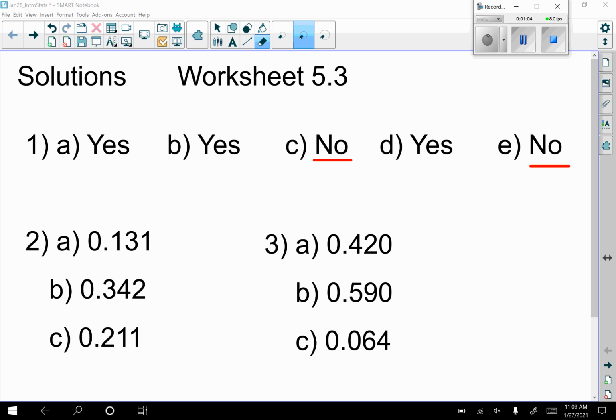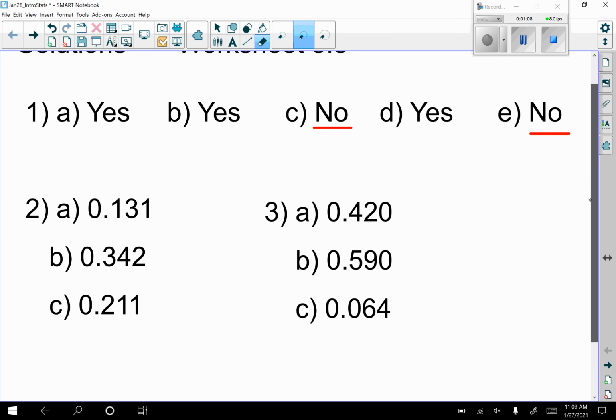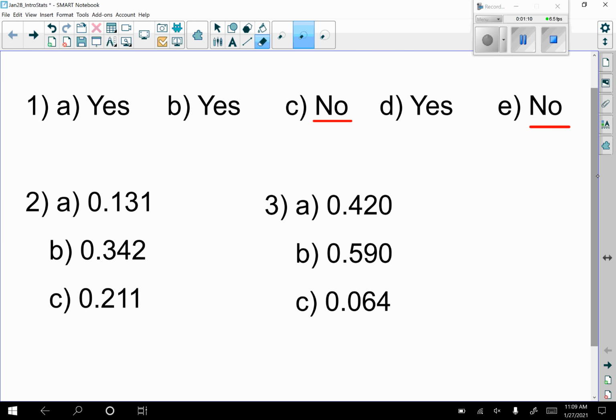All right, for 2, you just had to use the formula. So here are the decimal answers rounded to 3 decimal places. And then C, I just wanted you guys to get practice reading the table. So if you have any questions about 2 and 3, please let me know.